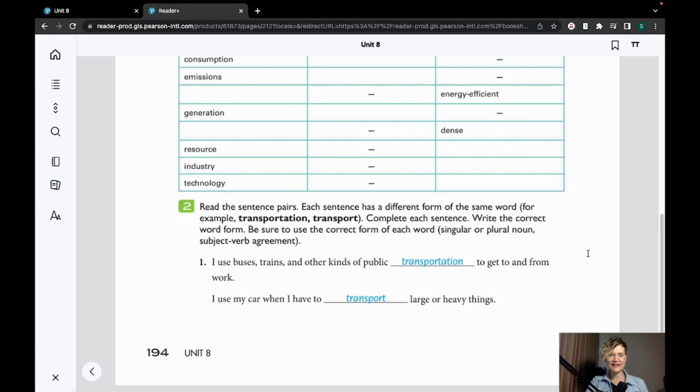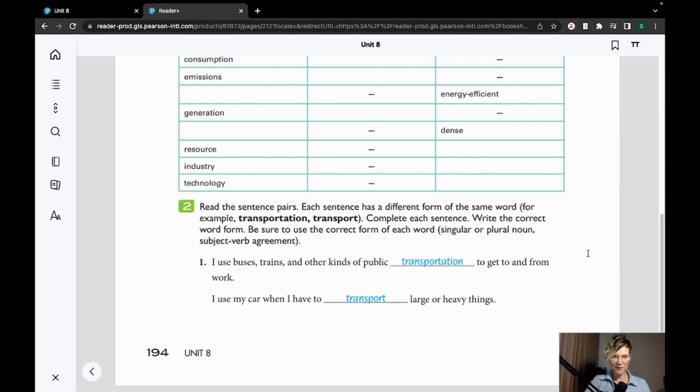So I want you to complete each sentence. Now you have to write the correct word form in that sentence to complete that sentence. So be sure to use the correct form of each word. So singular or plural noun, singular if it's one, plural if it's more than one. And subject-verb agreement, making sure that if the subject is singular, the verb should be singular. If the subject is plural, more than one, your verb should be plural.